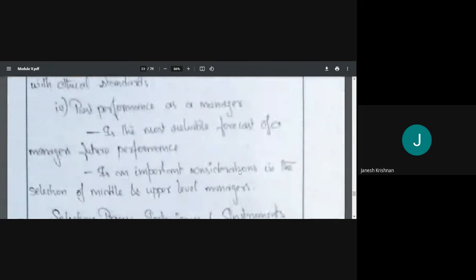And past performance of a manager, we have to consider past performance also. How he will perform, we can look into what he has done earlier, right? So it will give us an indication. It is one of the important considerations in the selection of middle and upper level managers. Whenever we are promoting from the lower level, we will see his past performance, basically, right? And based on that, we will be promoting, right?